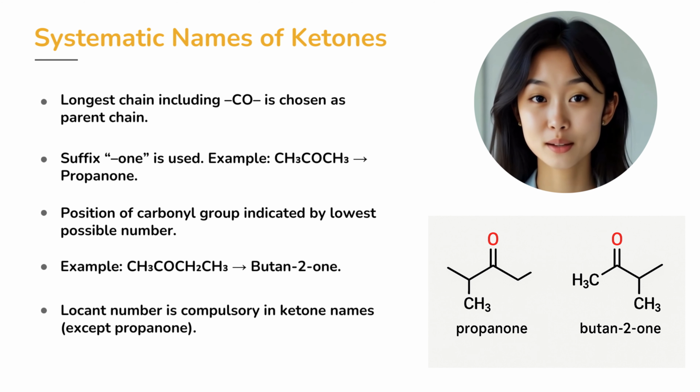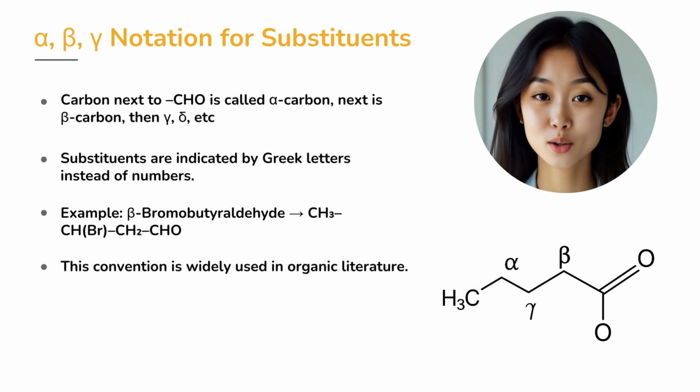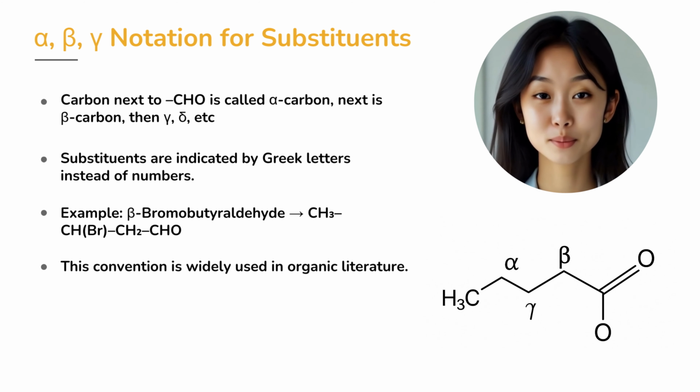Notice that in ketones, we must indicate the position of the carbonyl group with a number, except in propanone where its location is obvious. This numbering avoids ambiguity when the carbonyl group could appear at different positions along the chain. In addition to numbering, aldehydes often use Greek letters to describe the carbon atoms relative to the carbonyl group. The carbon directly attached to the CHO group is called the alpha carbon. The next one is beta, followed by gamma and delta, and so on.